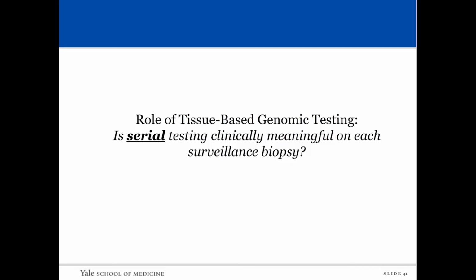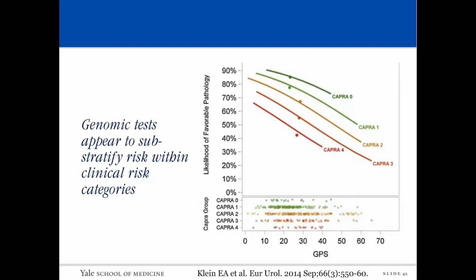So we seem to be ratcheting up the intensity at which we're looking. And so the question arises: if we're doing serial biopsies, should we be doing serial genomic testing on that tissue that we have? And will it be meaningful?